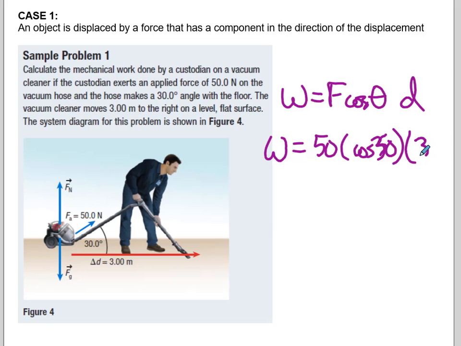And over a distance of 3 meters. So make sure your calculator is set in the right mode. Make sure it's cos 30 and not sine 30, and you should end up with 130, sorry, not newtons, joules, 130 joules, my bad. Make sure I get those right. So 130 joules is the work done.